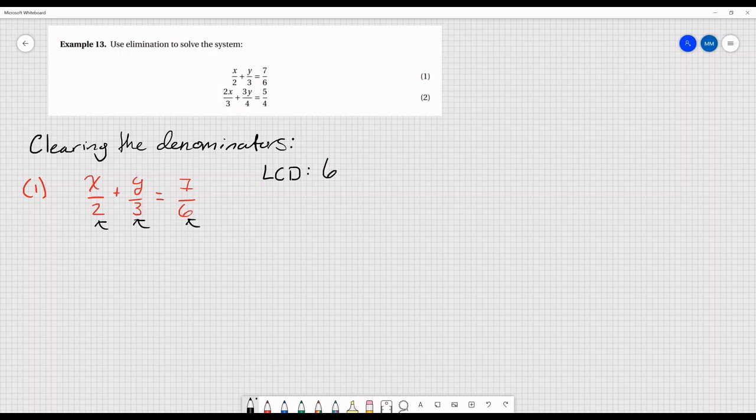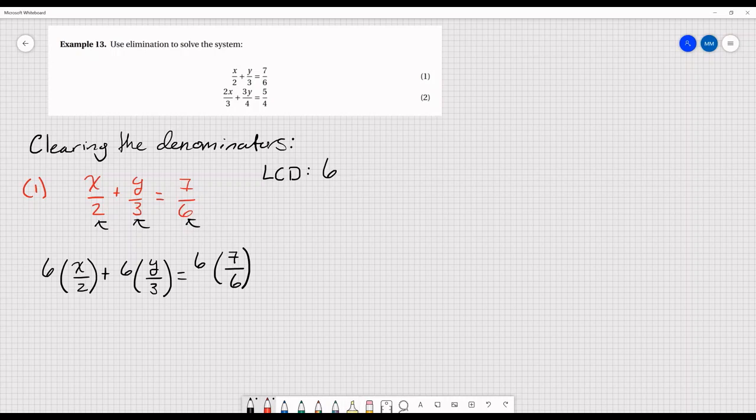Now look what I'm going to do. I'm going to take 6. I'm going to multiply every term by 6. Recall earlier we said so long as I multiply every term in the equation by the same thing, I will end up with an equivalent equation. Equivalent in this case means that the solution set is going to be the same.